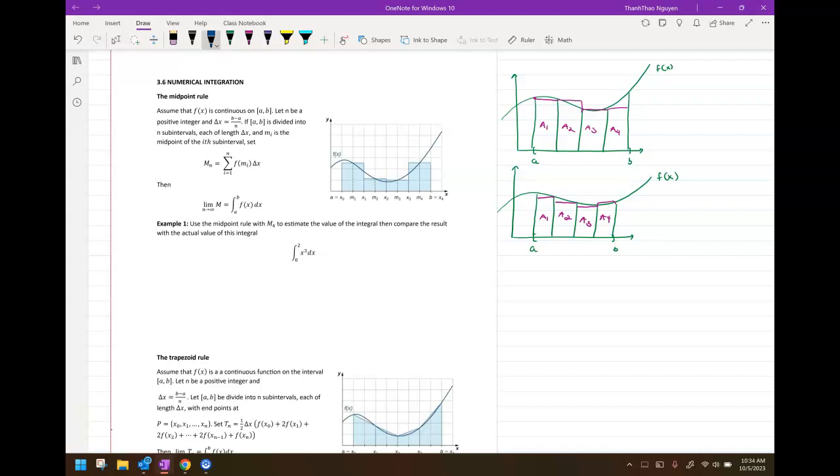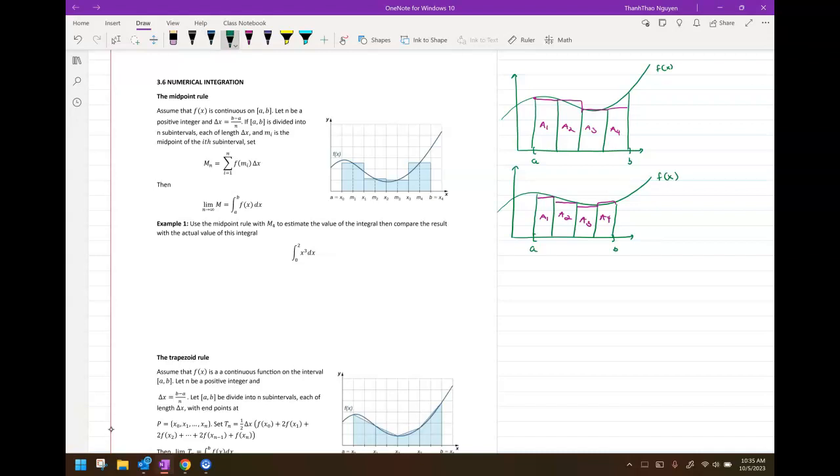So let's go ahead and take a look at the midpoint rule. Assume that f of x is continuous on the interval [a, b], and let n be a positive integer and delta x equal b minus a over n. If the interval [a, b] is divided into n subintervals, each of length delta x, and m sub i is the midpoint of the ith subinterval, then the area under the curve is the total of the areas represented underneath this curve, calculated by the midpoint.